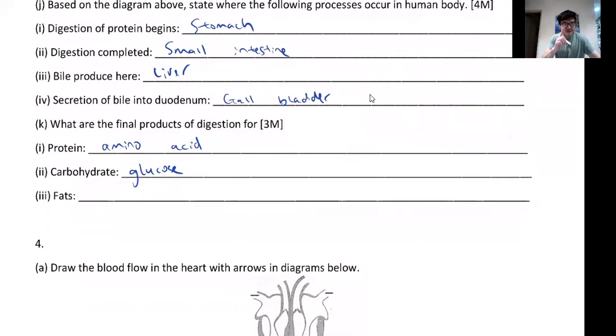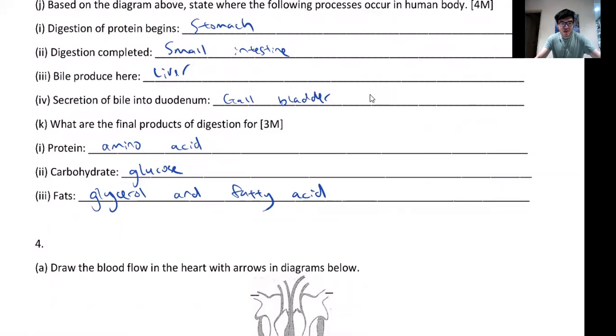Okay, fats. Fat is a bit more complicated. They have two things: glycerol and fatty acid. So when you break fats down, you will get two things, glycerol and fatty acid.